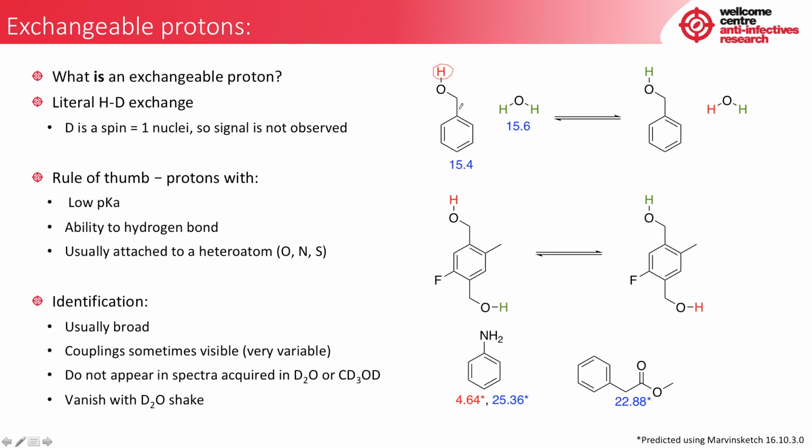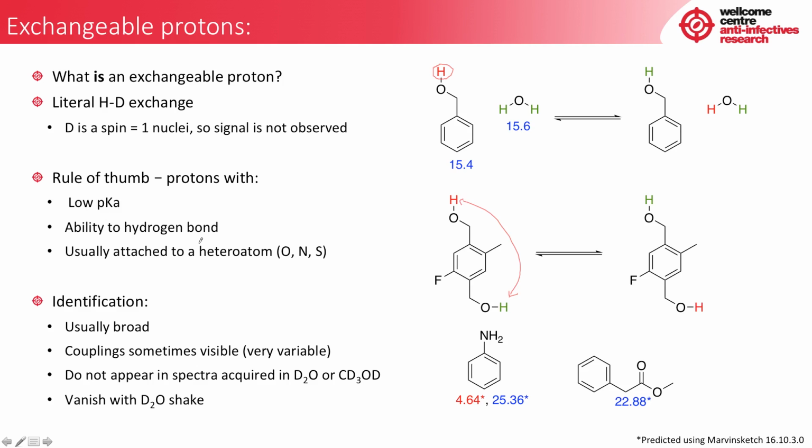I said within the same molecule, and you can see here, this is an example of what that would look like. So these protons are being flipped. And there are some rules of thumb for identifying these. So you're looking for low pKa's, ability to hydrogen bond, and attachment to a heteroatom. These are not necessarily independent of one another.